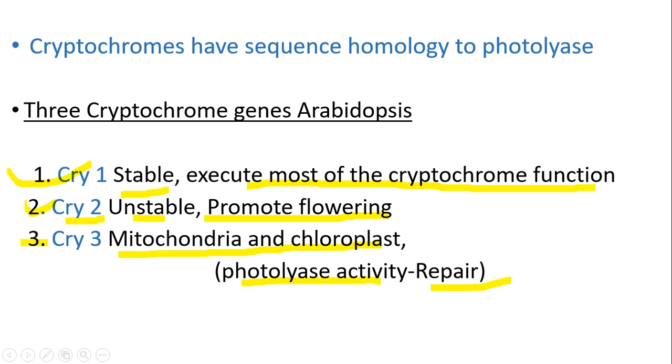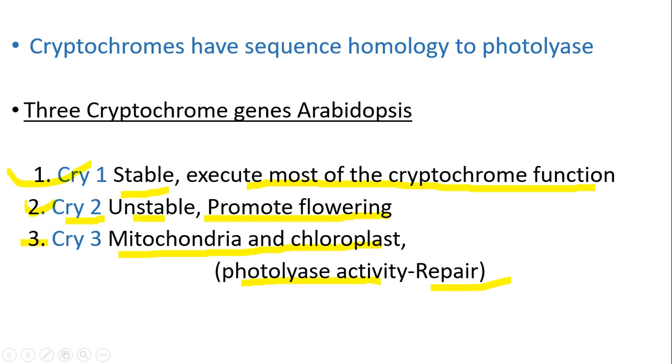These cryptochromes have sequence homology to photolyase. You might have learned about DNA repair. In prokaryotes, photolyase is one mechanism of DNA repair. Using sunlight, they repair their DNA. So these cryptochromes have sequence homology to photolyase. That relates to some kind of evolution that we will discuss in another video.